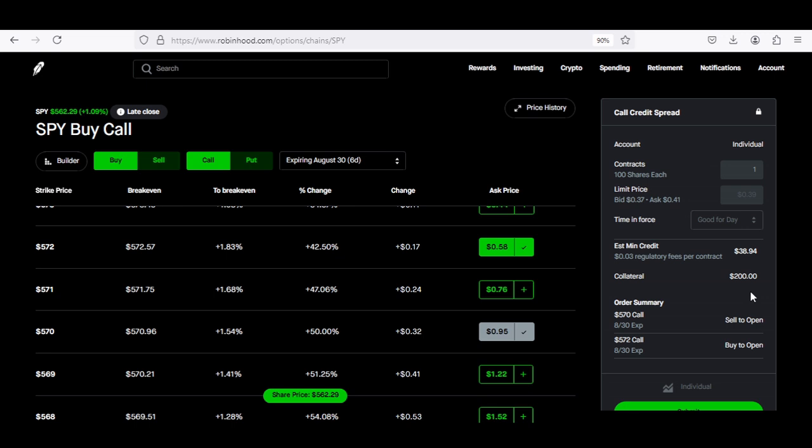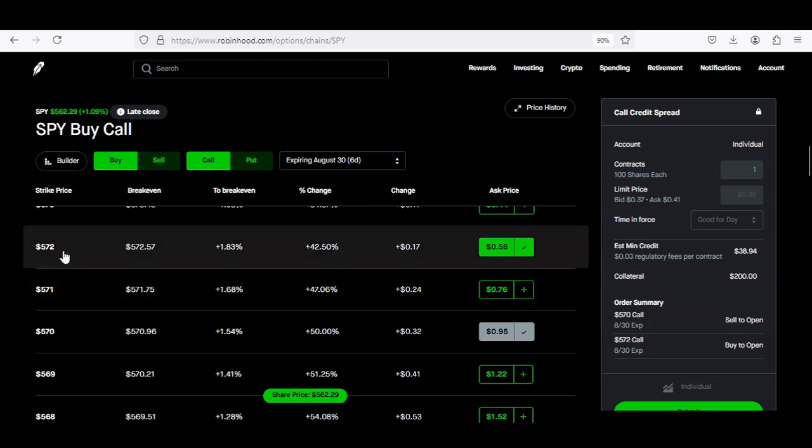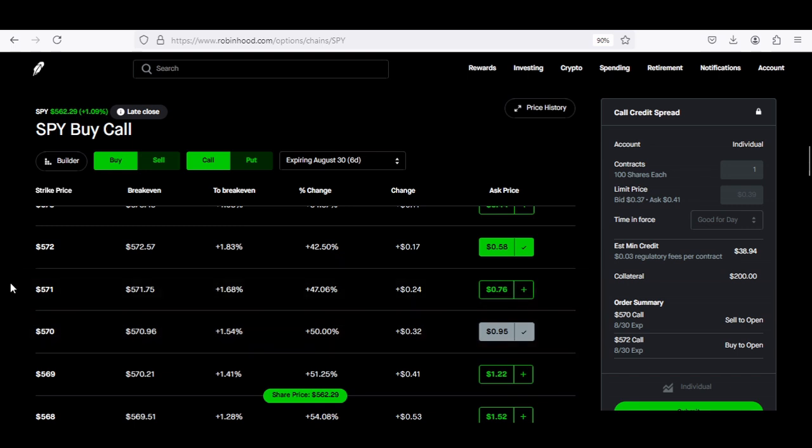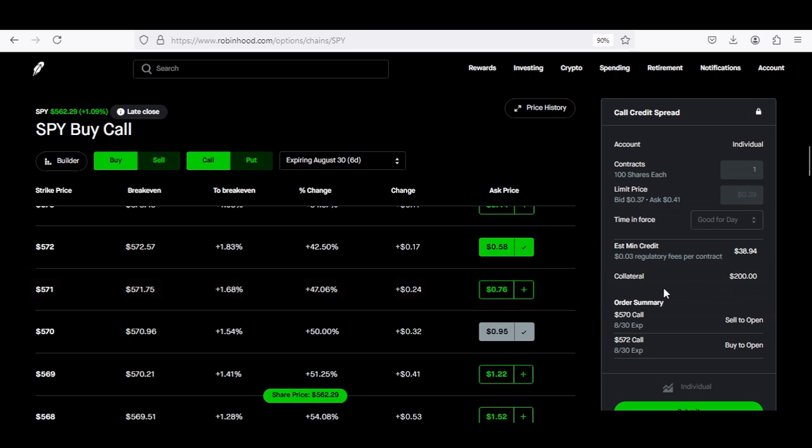So how did we come up with the collateral? Your collateral is going to be the distance between your spread, which is going to be the 572 minus the 570, which gives us $2. You multiply the $2 by 100 shares and you get $200. So like I said, the call credit spread is perfect for anyone trading with a small account.